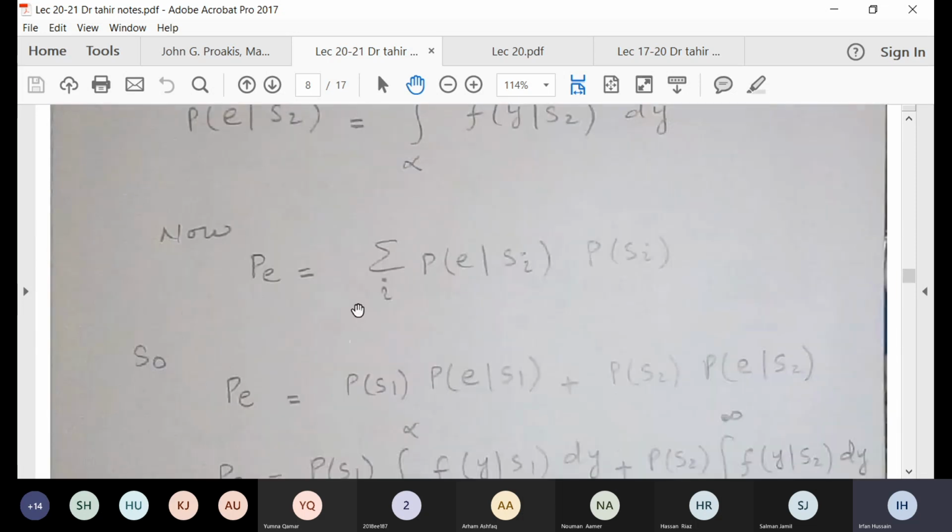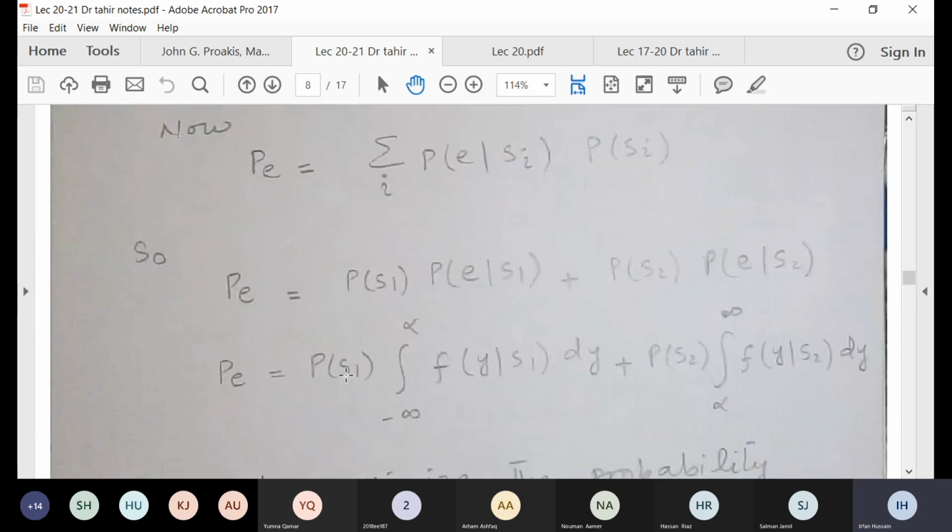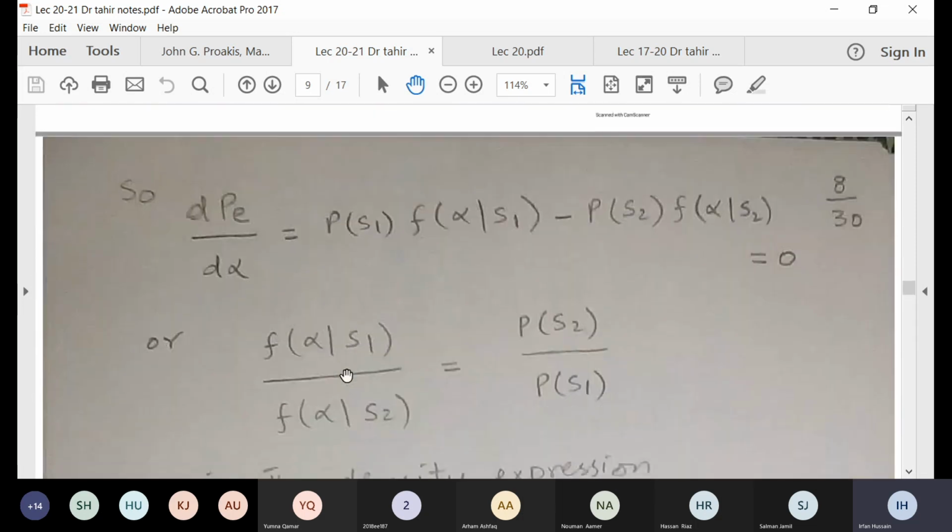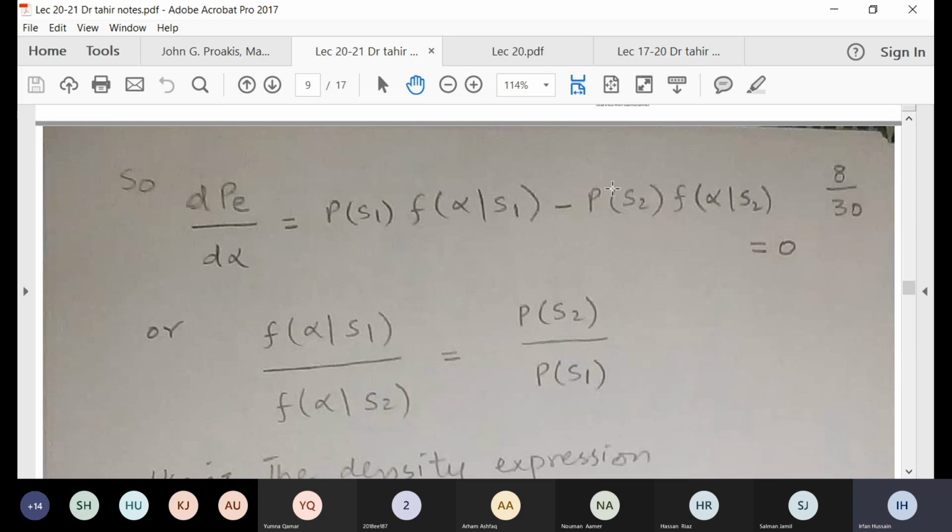P of S1 is already there, then P of S2 times the function of alpha, with a minus because this was the lower limit, and this equals 0. So you can manipulate this and you will get this.